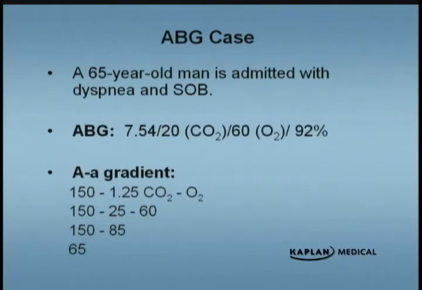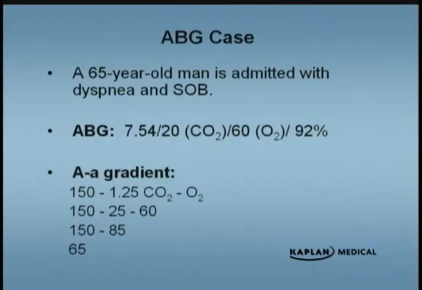This is in the blood, is 60, and his saturation is 92%. So he's a little bit alkalemic, his CO2 is low, his oxygen is low because he's breathing fast, right? He's blowing off CO2. You get all this stuff from the ABG. So I say to myself, okay, I want to know the AA gradient. I want to know if this guy has something in the lung that would cause this.